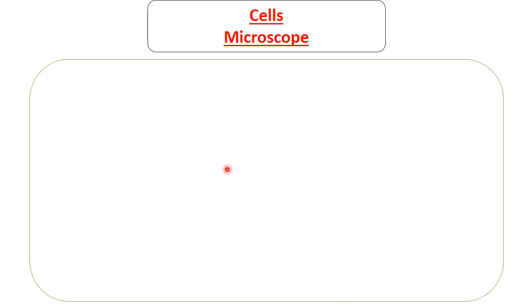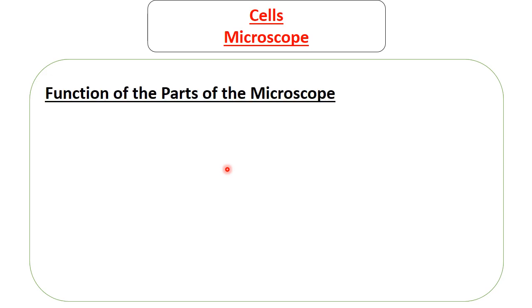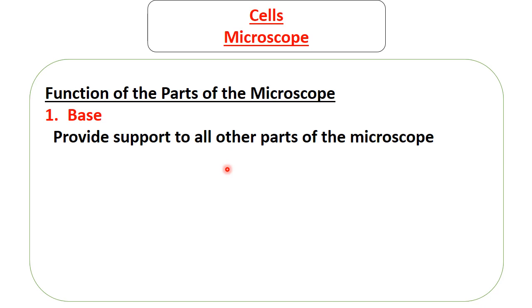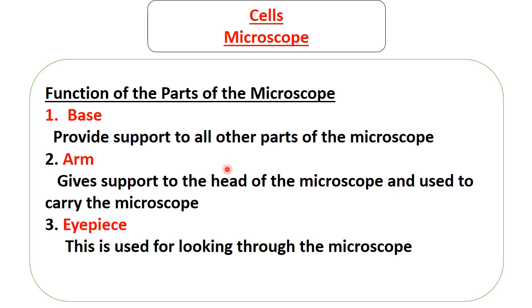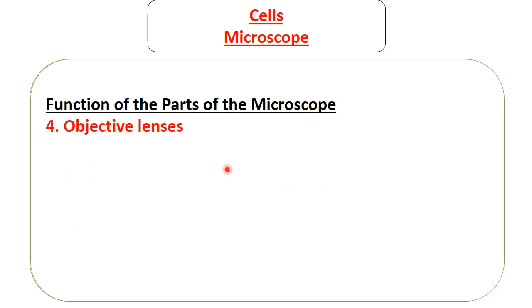So just a quick summary of the functions of the various parts of the microscope. I've got the base, which provides support to all other parts of the microscope, the arm, which gives support to the head of the microscope and is used to carry the microscope, the eyepiece, which is used for looking through the microscope. Also, I've got the objective lenses, which are used to magnify the object.